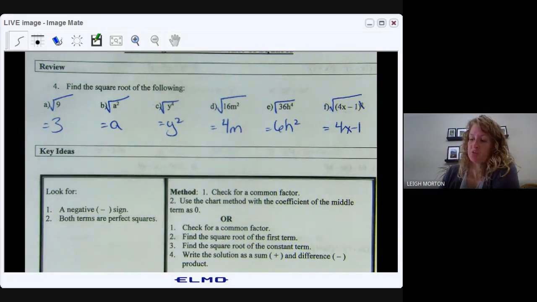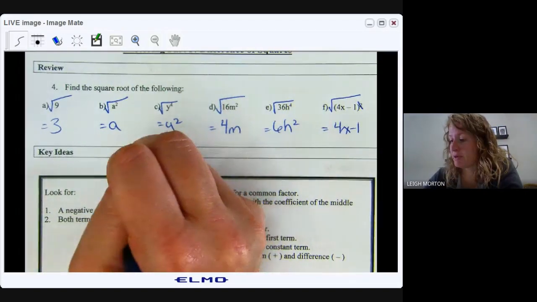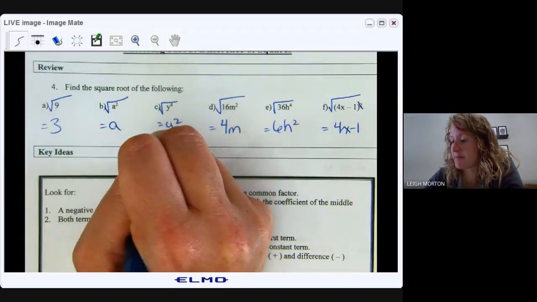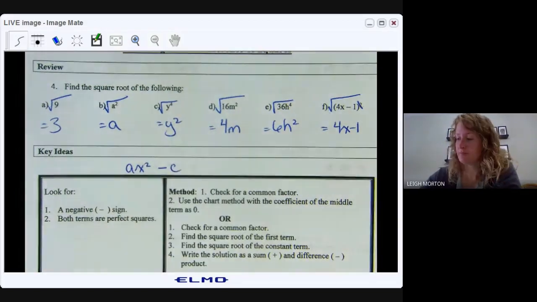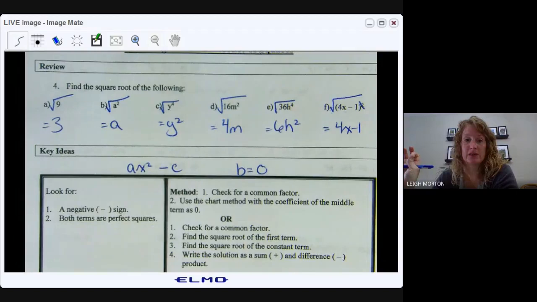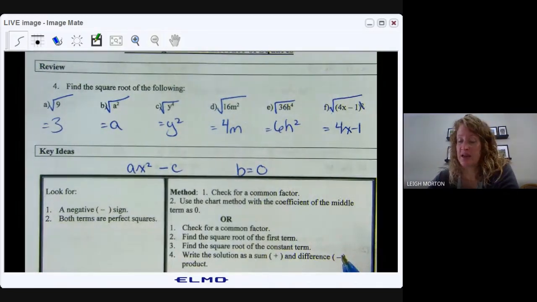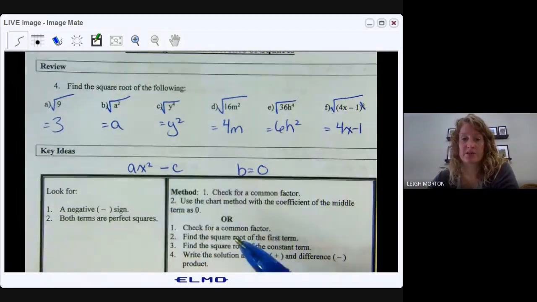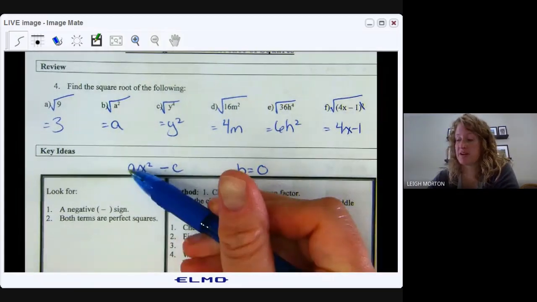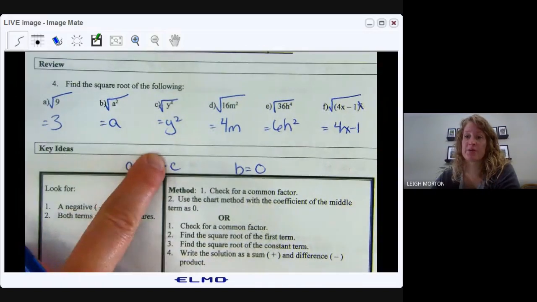All right. So difference of squares. What it's going to look like is, for example, ax squared minus c. B is 0. There is no b term. C has to be negative, all right? And both terms are perfect squares. So A is a perfect square, C is a perfect square when we ignore the negative sign. Can you square root a negative number?